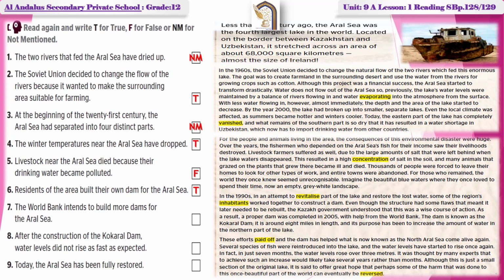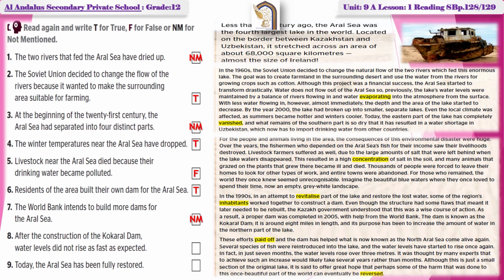That's right. This is paragraph 3. First, we can read the following. Some of the region's inhabitants worked together to construct a dam. That's a good evidence for our answer. Sentence 7. The World Bank intends to build more dams for the Aral Sea. Brilliant answer. This is not mentioned.